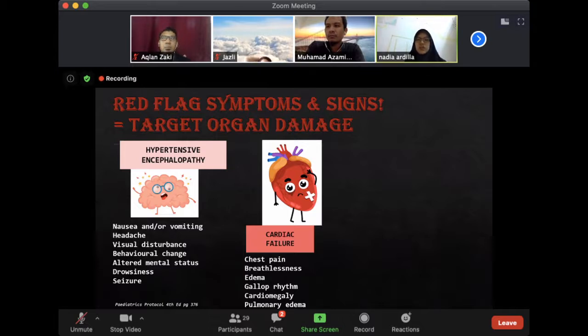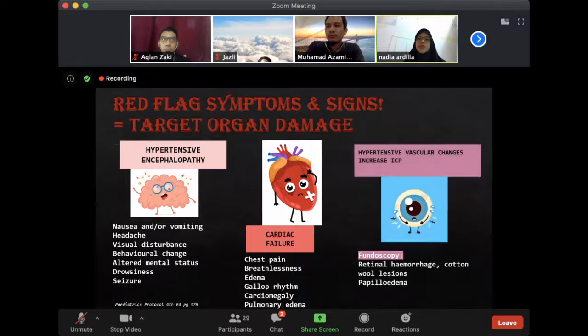It's more or less the same in adults as well. And also hypertensive vascular changes, increase in intracranial pressure, where in fundoscopy we may find retinal hemorrhage, cotton wool lesion, as well as papilledema. You know that papilledema is indication of increase in ICP. So watch out for this so that we can treat accordingly.